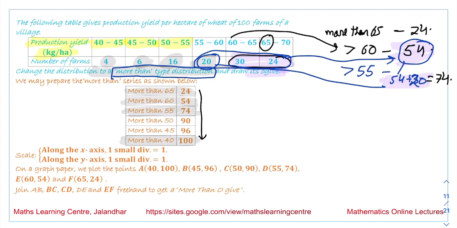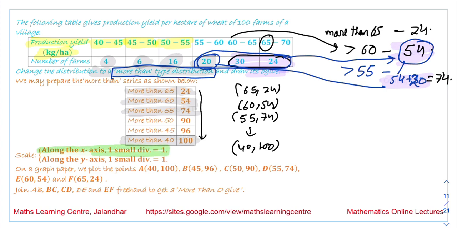distribution. So the points that we have to plot are 65, 24; 60, 54; 55, 74. Similarly, 40, 100. These are the points that we have to plot. To plot these points, we have marked on the x-axis one small division equal to 1 unit, and on the y-axis one small division is equal to 1 unit.